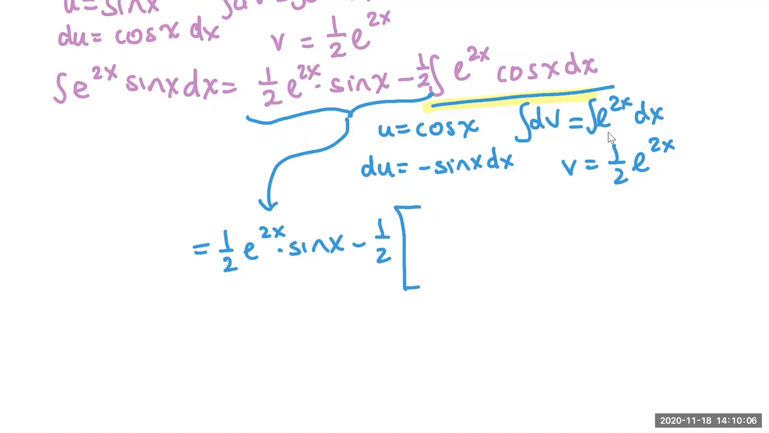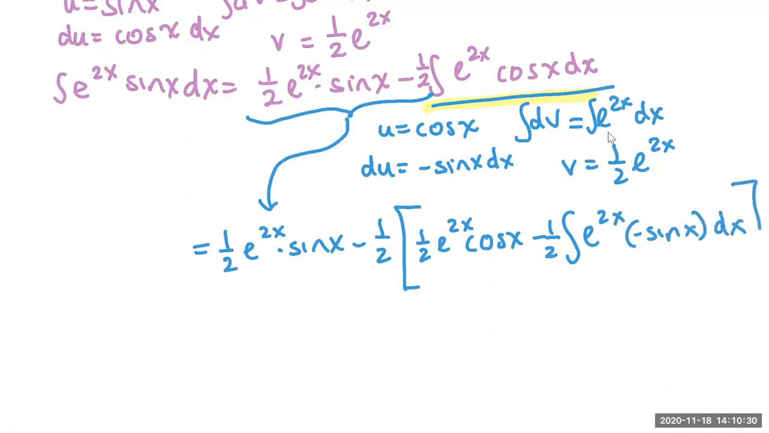You have uv, which is 1/2 e to the 2x cosine of x, minus the integral of v du. So the integral of v, which is 1/2 e to the 2x, times negative, so v du, you have a negative sine of x, so I'll just keep the sign there. All of this was equal to the integral of e to the 2x sine of x dx. So here's what should always happen every single time you do this: by the time you do the second iteration of voodoo, you should have gotten back to some form of the original.